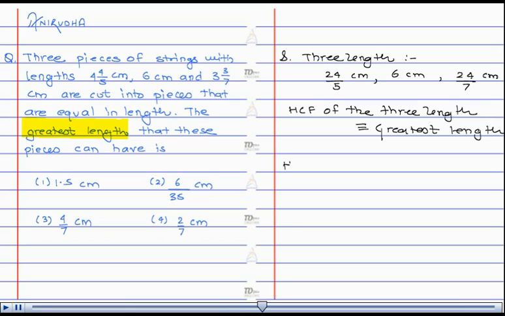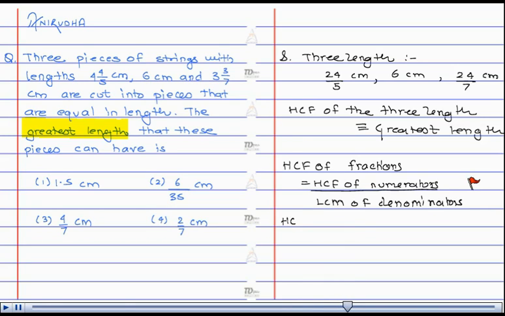Now we know that HCF of fractions is equal to HCF of numerators divided by the LCM of denominators, and therefore HCF of 24/5, 6, 24/7 is equal to HCF of 24, 6 and 24 divided by LCM of 5, 1 and 7, which is equal to 6 upon 35. That is answer option number 2.